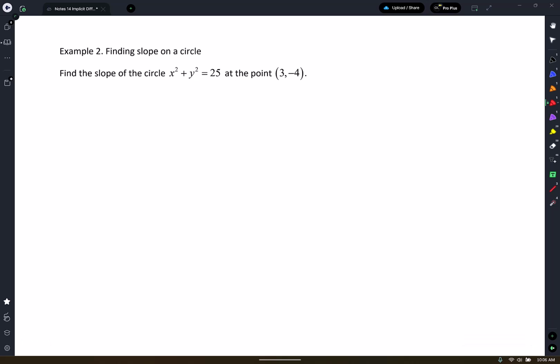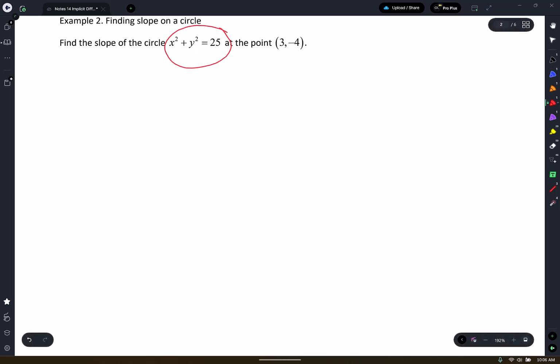Finding the slope on a circle. We're going to go slow. From your pre-cal days, do we know that this expression right here is a circle? It's a circle centered at the origin with a radius of 5. Good job. So here's how it looks more or less.